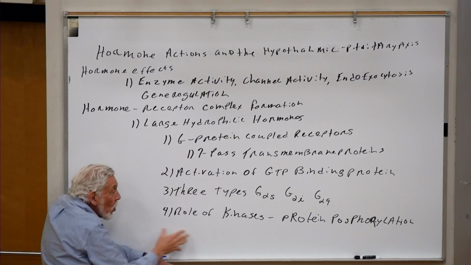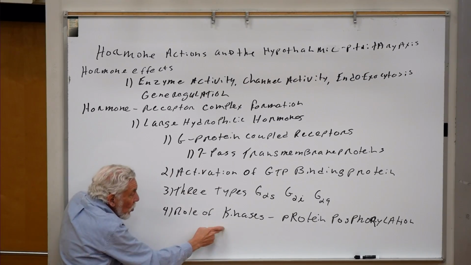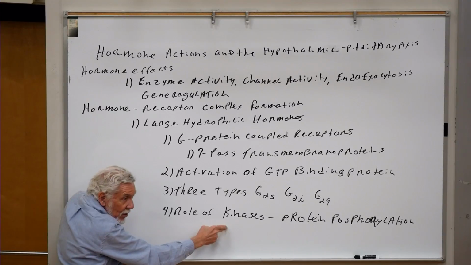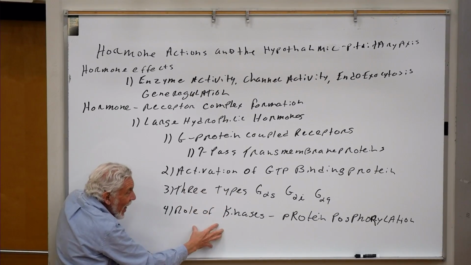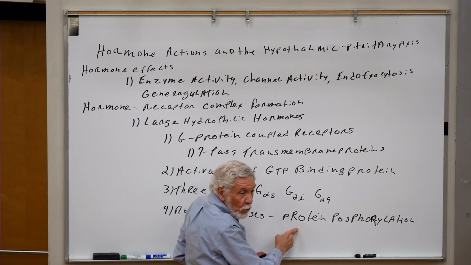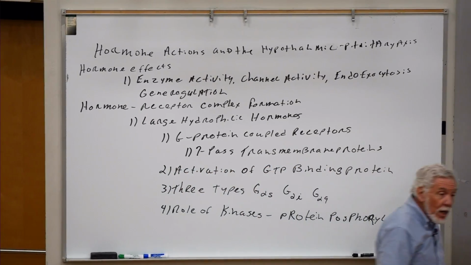But the end result of the adenylyl cyclase is to upregulate kinases. Another term that's going to be important, we'll see over and over again: these kinases mean protein phosphorylation. Anytime you phosphorylate a protein, you can change its function, and we'll talk a little bit about that.